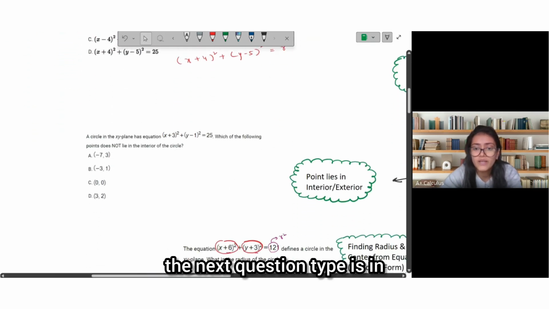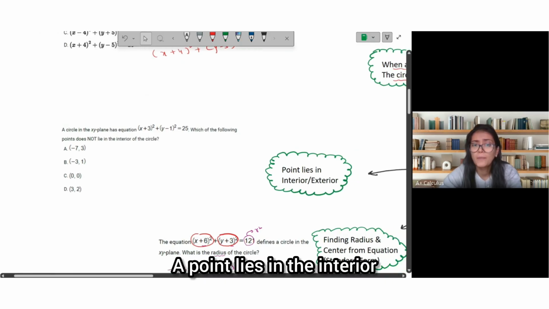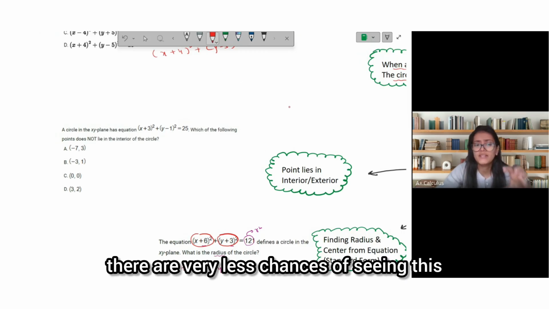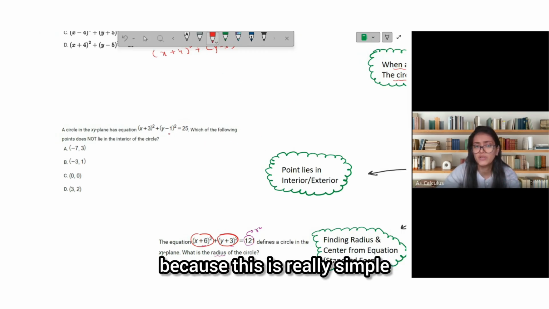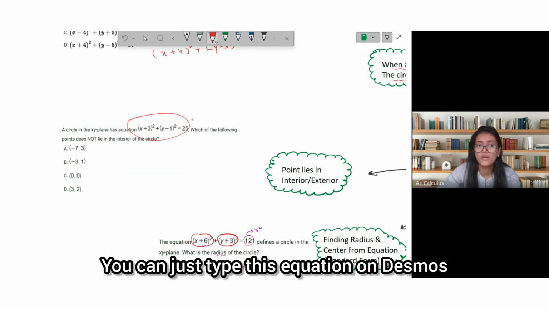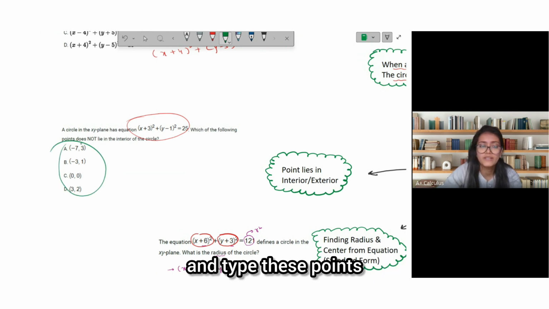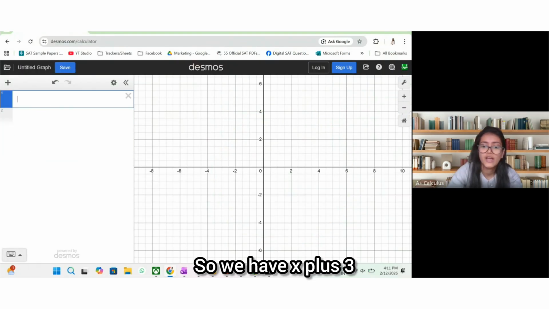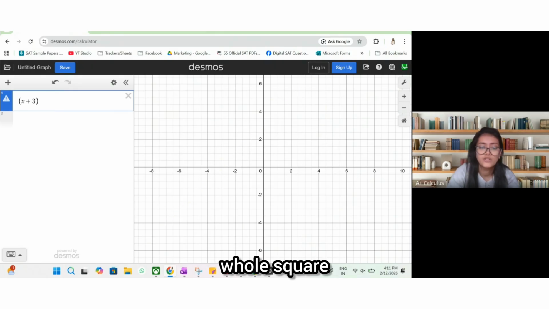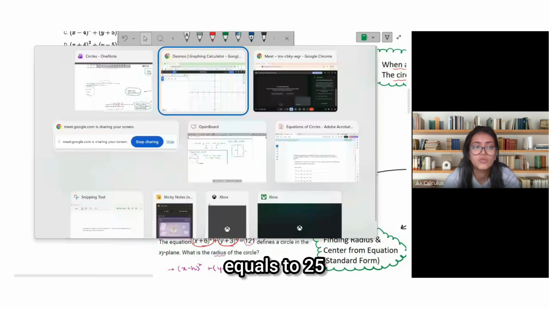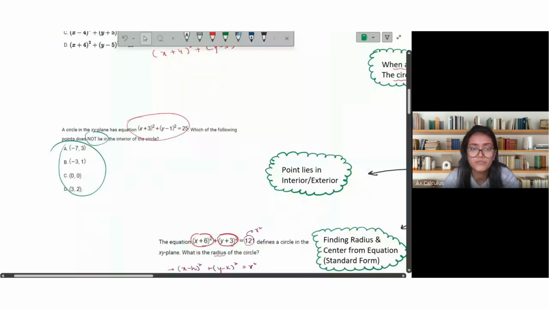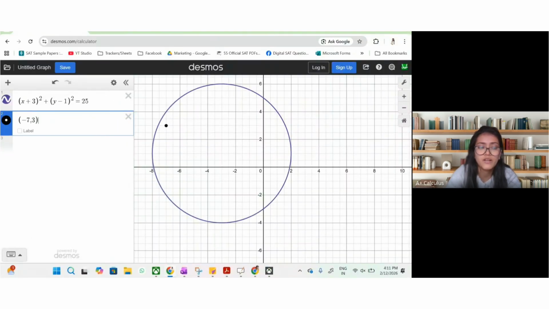The next question type is one in which you have to tell whether a point lies in the interior or exterior of a circle. Now, there are very few chances of seeing this question on the SAT because this is really simple. You can just type this equation on DESMOS and type these points and then see which point does not lie in the interior. So for example, let's type this on DESMOS. So we have x plus 3 whole square plus y minus 1 whole square equals 25. So this is the given circle. And now you can type all the points one by one. So -7 comma 3. It is in the interior.